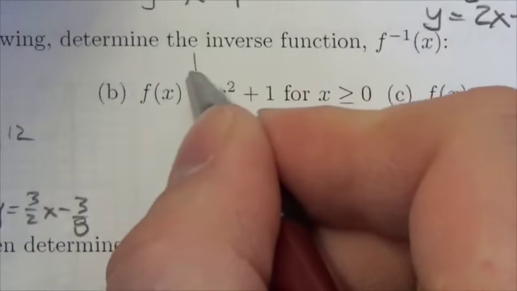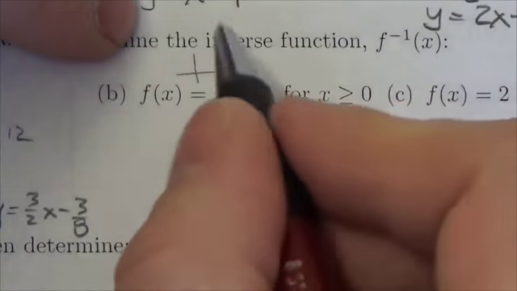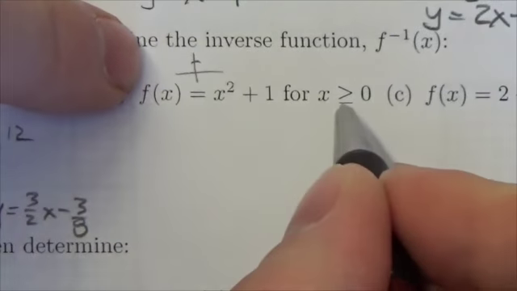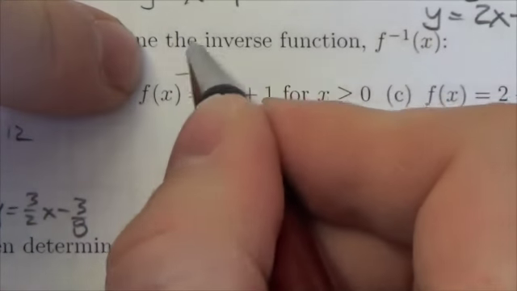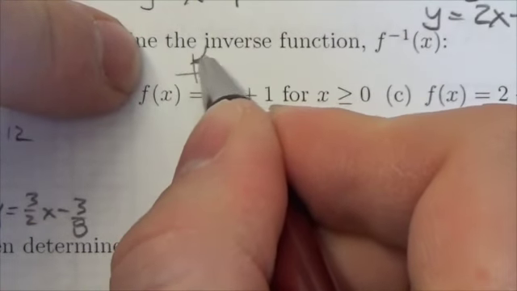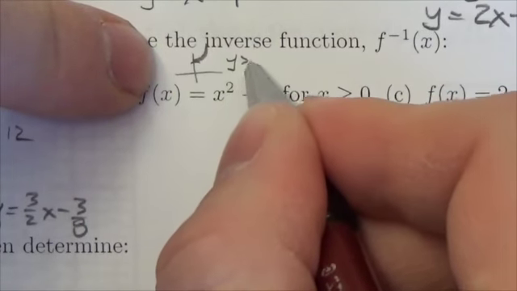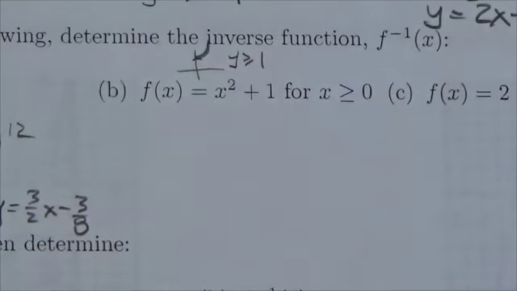Okay, let's just think about what that looks like. You can just draw a little graph up here. So x squared plus 1 is going to be a parabola that opens up from 1, but only where x is greater than or equal to 0. It's going to look like this. So my domain is going to be greater than or equal to 0. My range is going to be y is greater than or equal to 1.